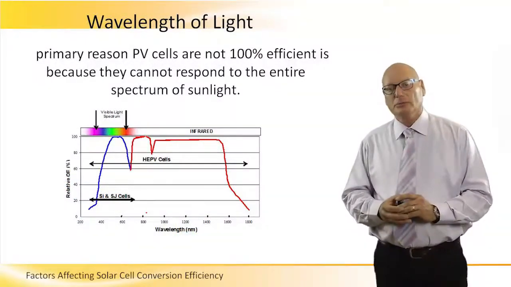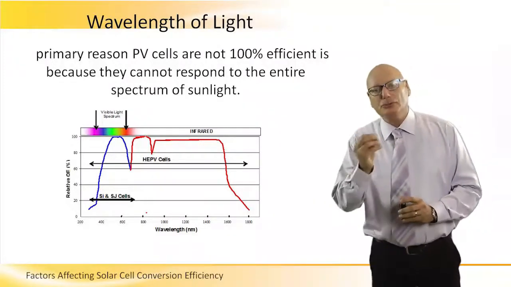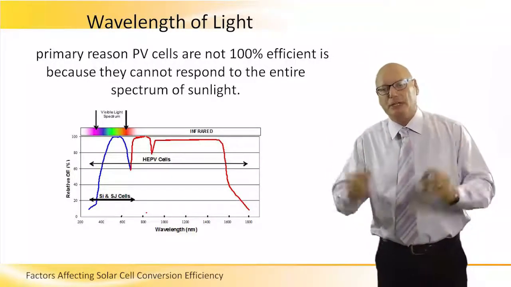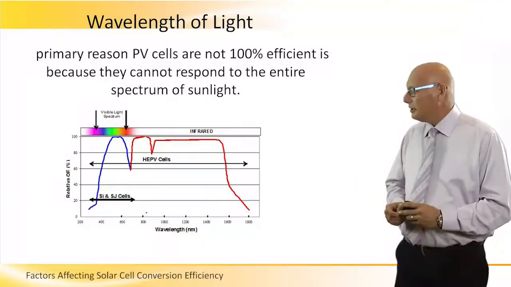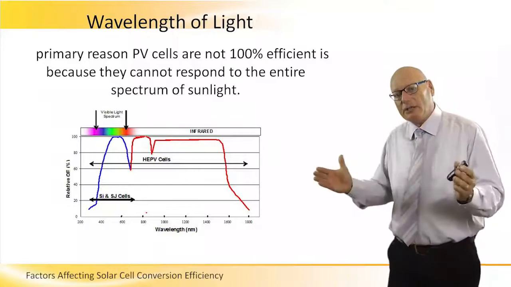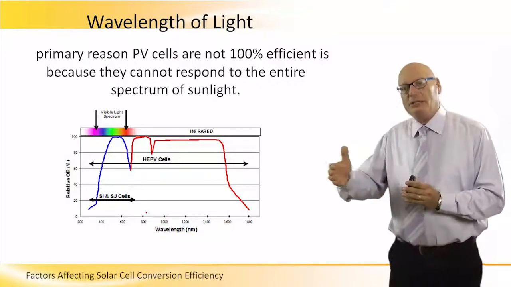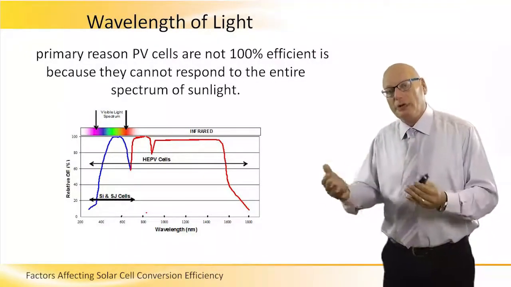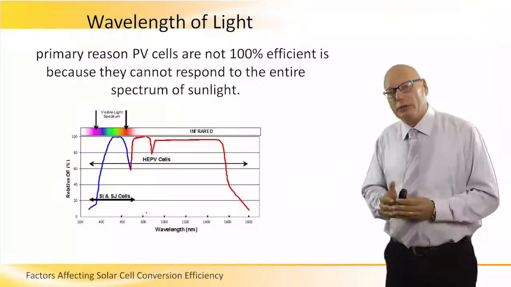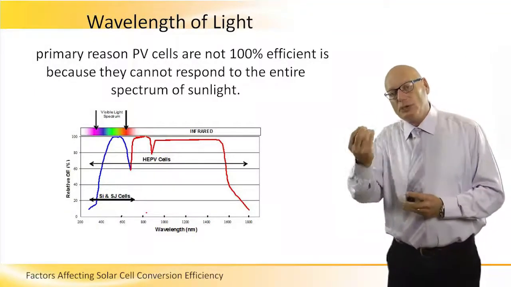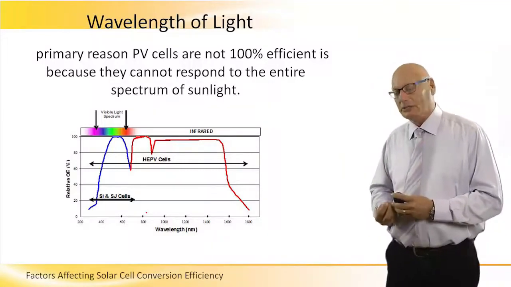Wavelength of light. The primary reason PV cells are not 100% efficient is because they cannot respond to the entire spectrum of sunlight. We can see where the spectrum is on the left-hand side. And that's very, very narrow area within the total light spectrum. If we would increase it, there will be more area, more range, better range, wider range of wavelength, where we can actually make use of effectively the solar energy coming into the cell.